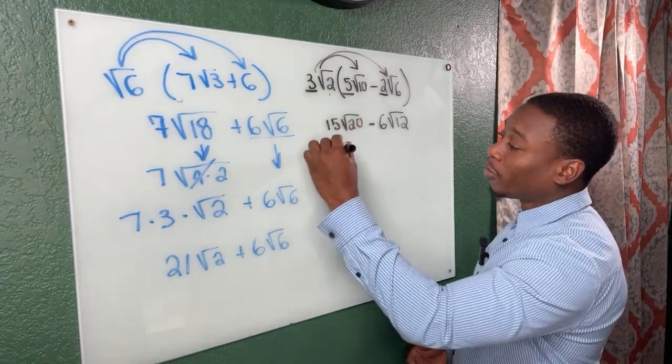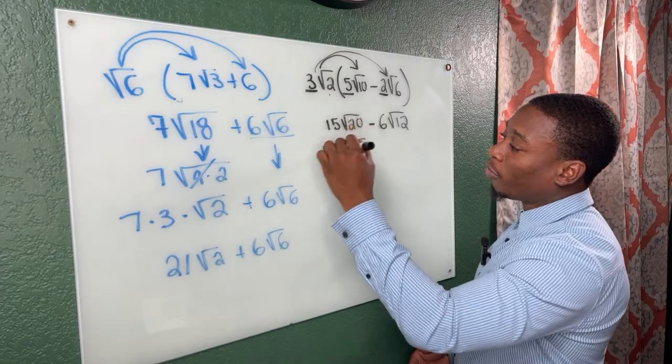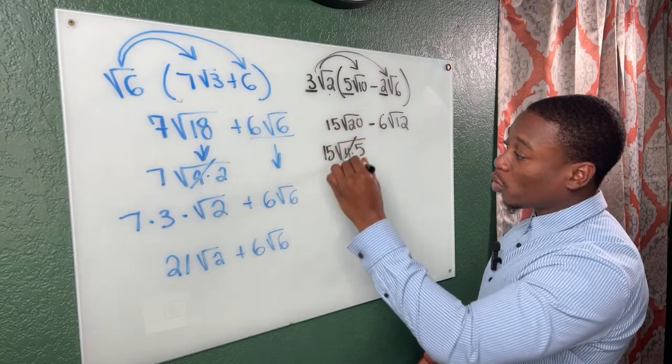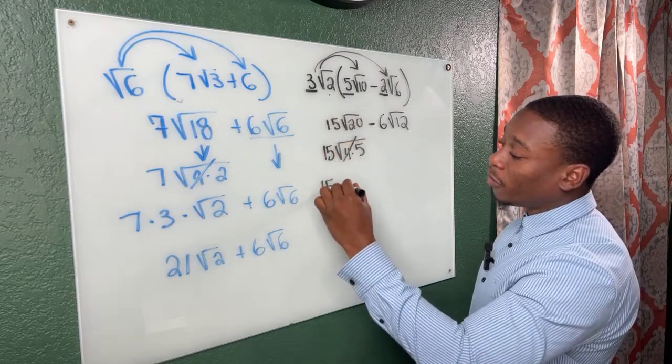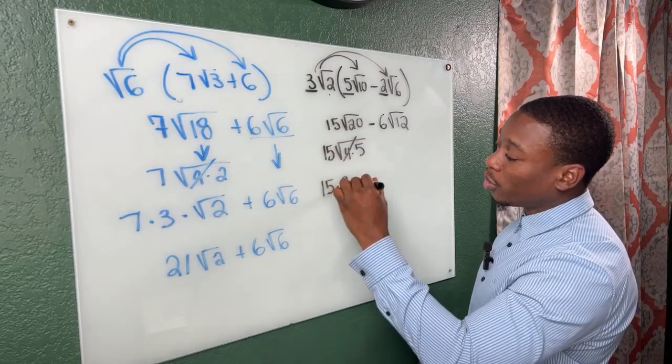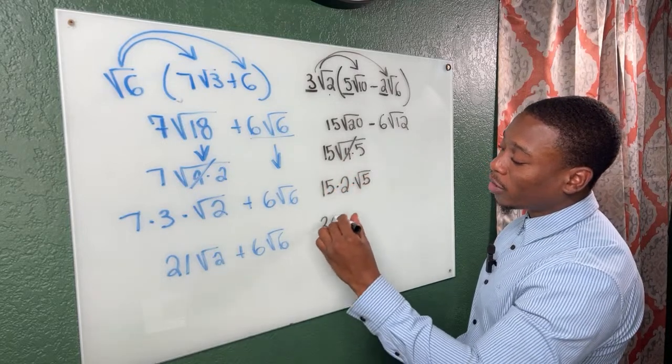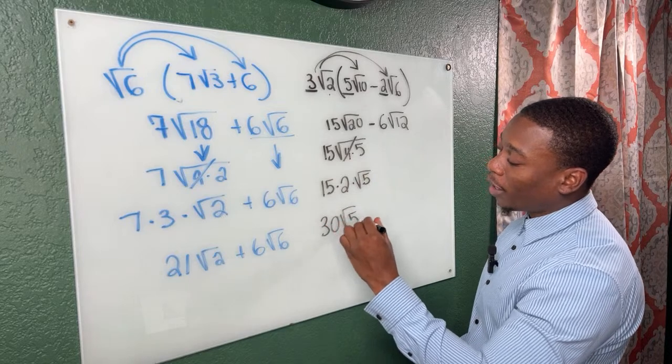So we break down the first radical. We have 15 times radical 4 times 5. 4 is a perfect square. So now this turns into 15 times the square root of 4, which is 2, times radical 5. Final answer is 30 radical 5.